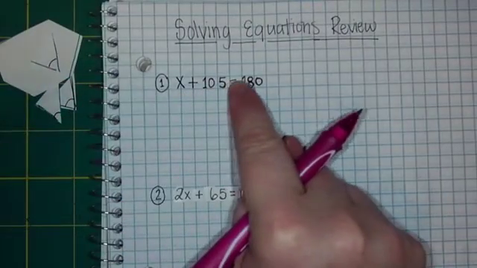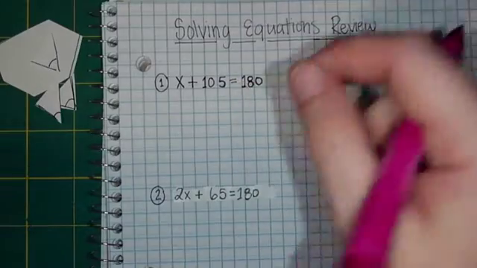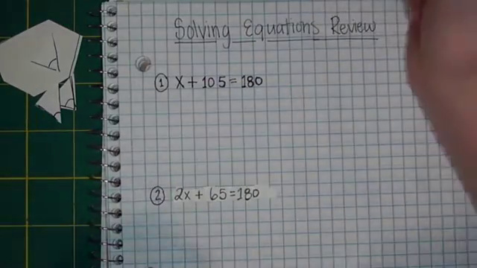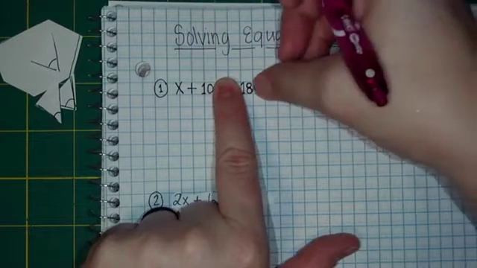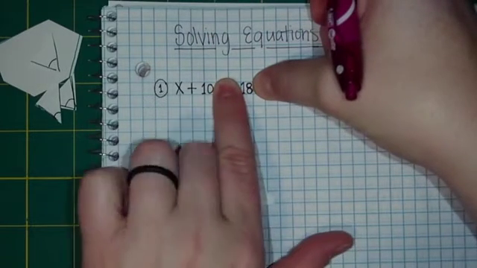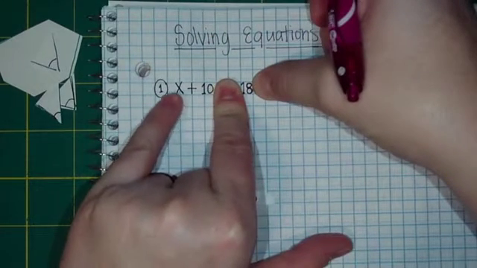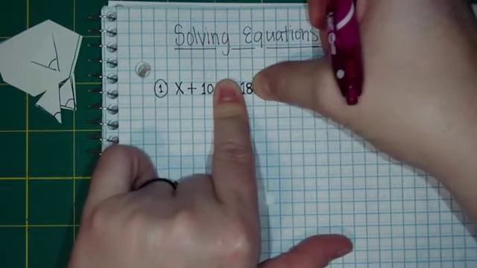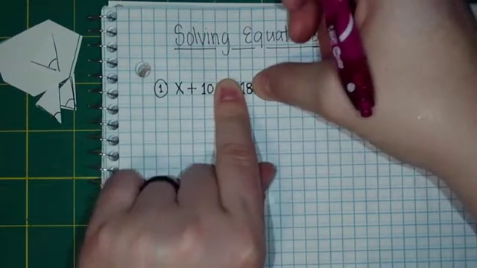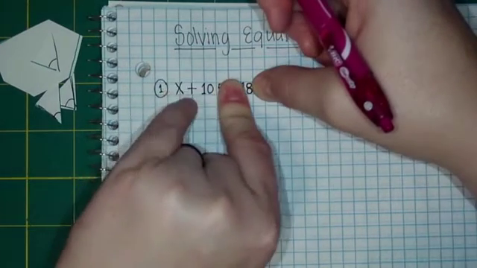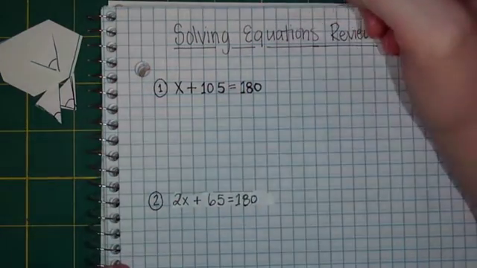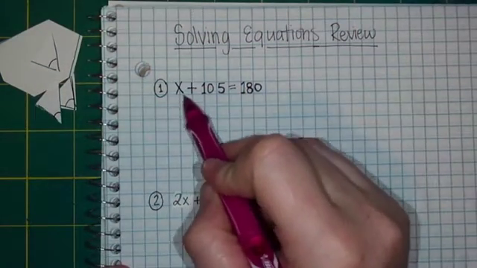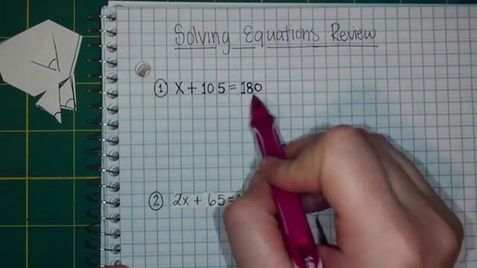x plus 105 equals 180. I just want to remind you a little bit about solving equations. So if this said x plus 10 equals 18, you're looking for what number goes into this equation to make it true. So hopefully you can see that 8 plus 10 would equal 18. So it's the same idea, the numbers are just bigger. So we're going to try to figure out what number plus 105 equals 180.